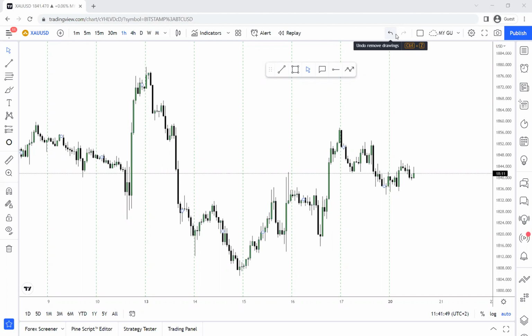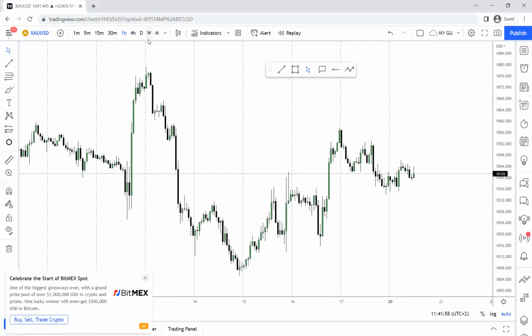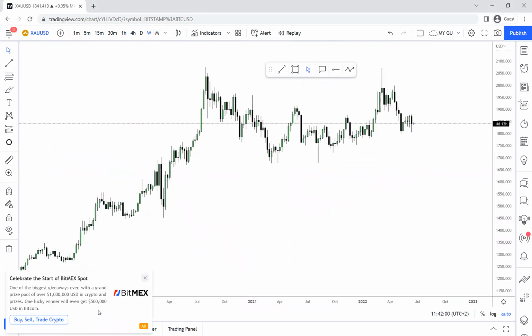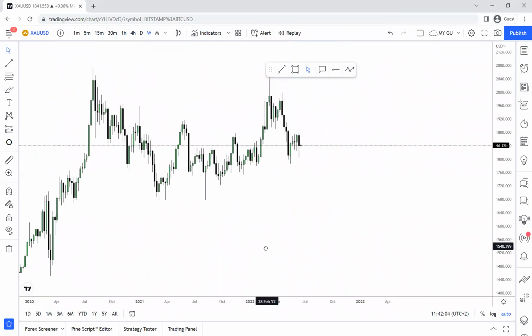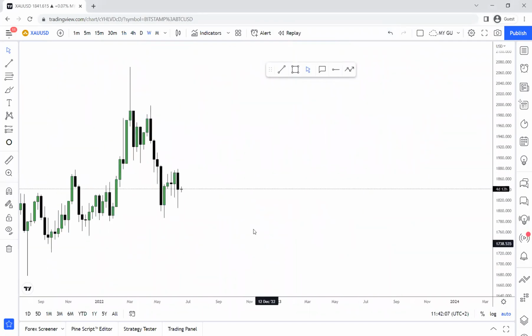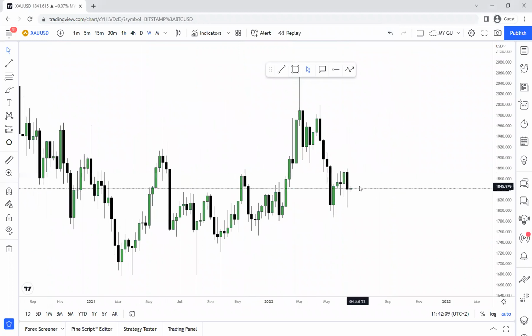All right, for this week's analysis, gold has given us more information and it's time for us to use it to our advantage. So let's start on the weekly time frame. On the weekly time frame, we have quite interesting information.